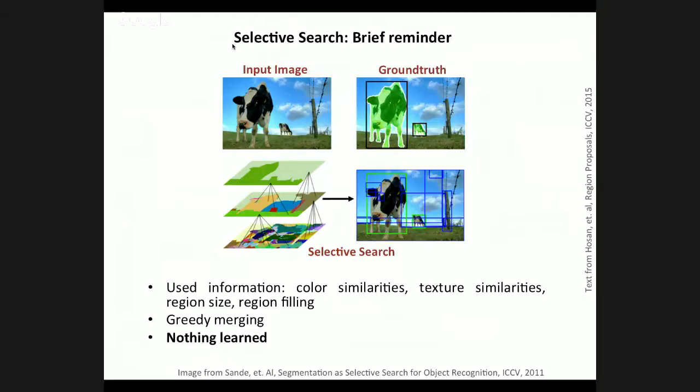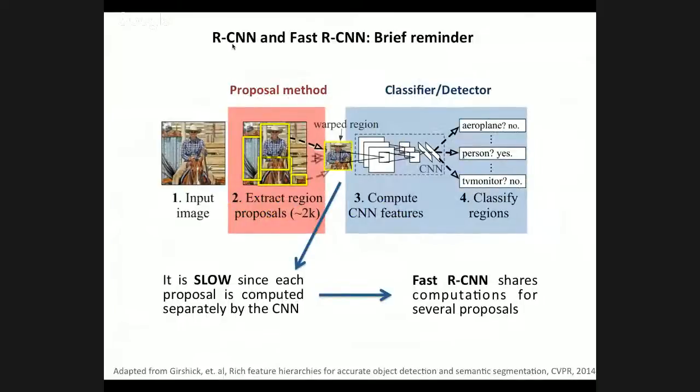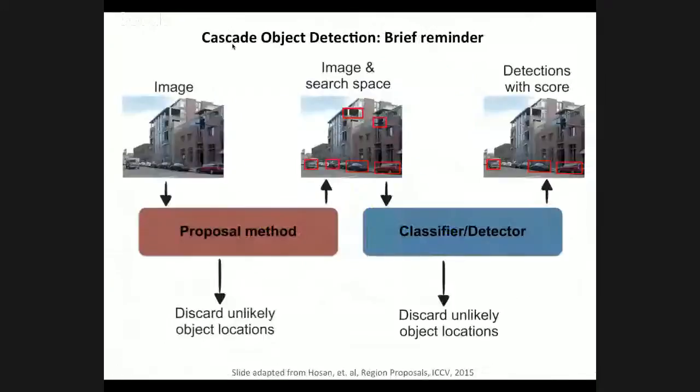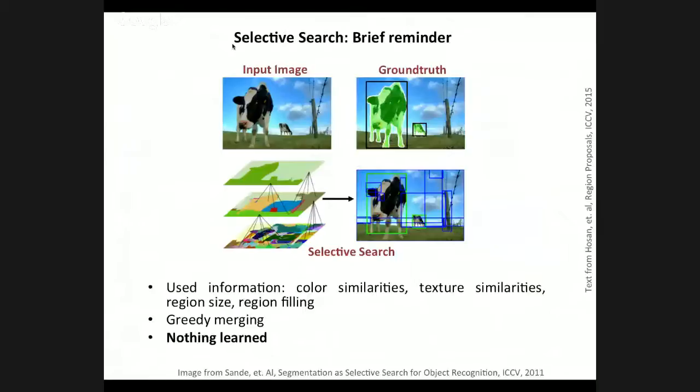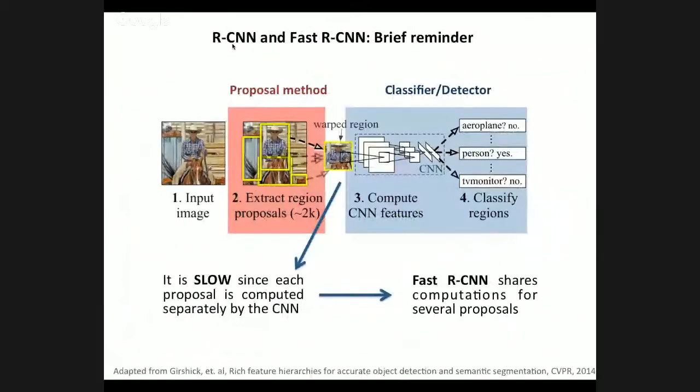The next step is to use a classifier. With this architecture, the classifier that now everybody uses is a CNN. And here comes the R-CNN. You can see that here is the proposal method. They use selective search, and then they use a CNN. You can use any CNN in this pipeline.